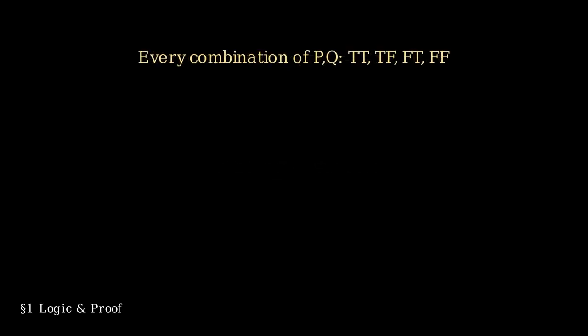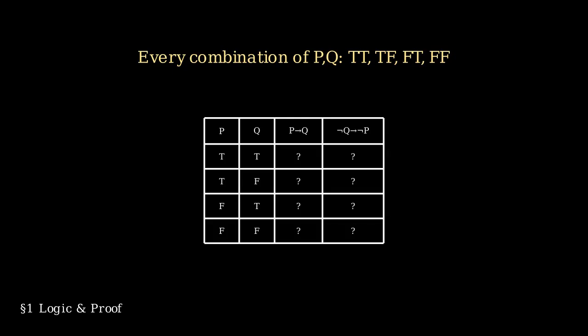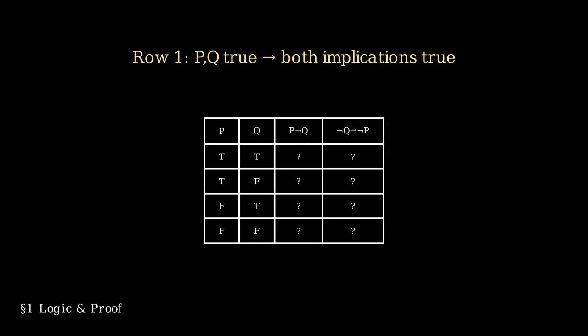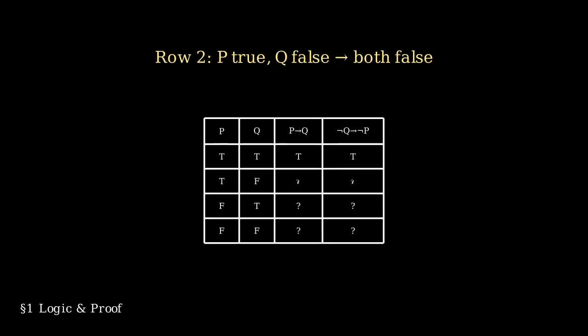Let's prove the contrapositive equivalence properly using a truth table, since that's the most bulletproof way to confirm two statements are logically identical. Build a table with every combination of P and Q: true true, true false, false true, and false false. Going row by row, when P and Q are both true, P implies Q is true, and not Q implies not P is also true.